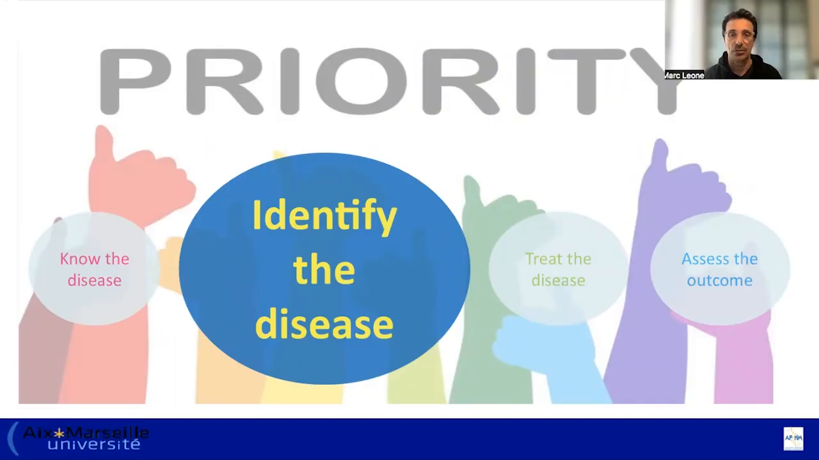Identifying the disease is the number one priority in the management of patients with infection and sepsis. You have to know the disease. You have to treat the disease. You have to assess the outcome of your patient. But identifying the disease is the step which is most critical for the outcome of your patient. And if you miss it, your patient is going to die. So that's a very important step in the management of your patient.